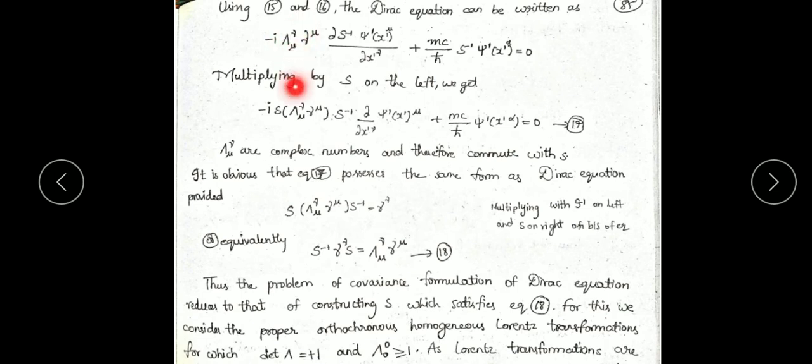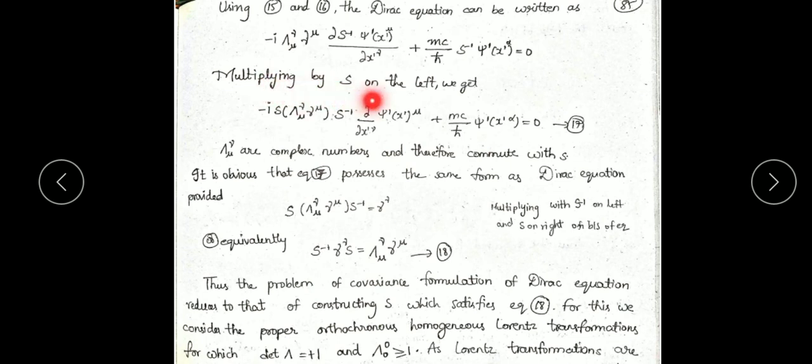Here it mentions the form of λ^ν_μ and ∂/∂x', and in this place of ξ we have S inverse of ξ'(x'^μ). So that is the thing we need to replace. Here we can observe the new wave function and new coordinates after the Lorentz transformation. Previously it was in the old wave function and old coordinates, now it is in the new wave function.